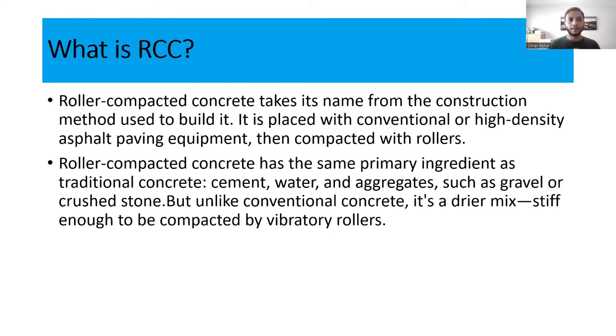but it's concrete. Roller compacted concrete has the same primary ingredients as traditional concrete: cement, water, and aggregate such as gravel or crushed stone. But unlike conventional concrete, it is drier. It is stiff enough to be compacted by a vibratory roller. We'll discuss more about why it is drier and how it is stiff.